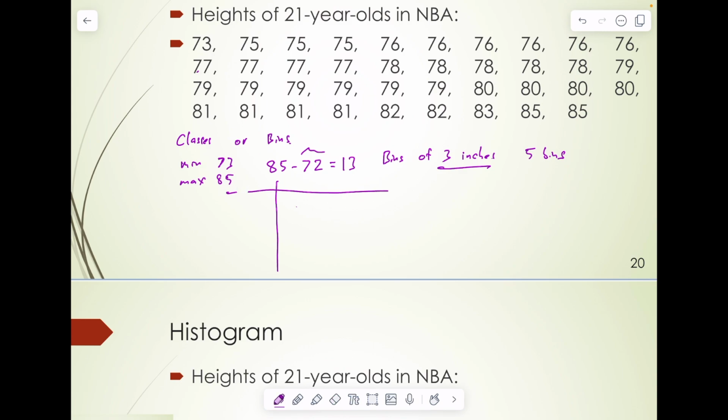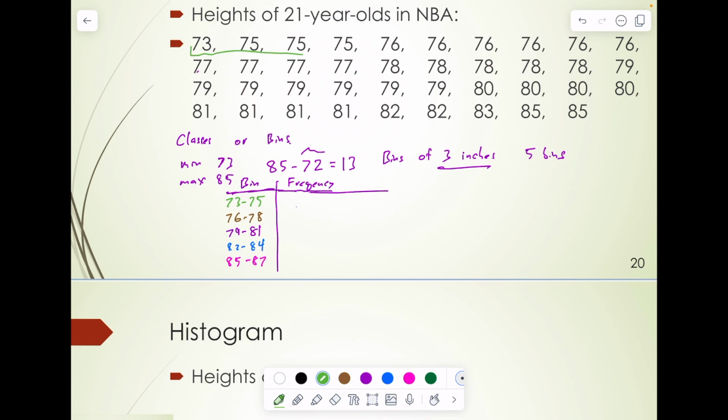So I'm going to have my bin here. The frequency will be here. Okay, so let's write out my bins. The first one will be 73 to 75. So that'll include 73, 74, and 75. The next one will be 76 to 78, including 76, 77, 78, sorry, and so on. So, now that I have the bin or the classes labeled, now I need to find the frequency for each class or bin. I start with this 73 to 75.